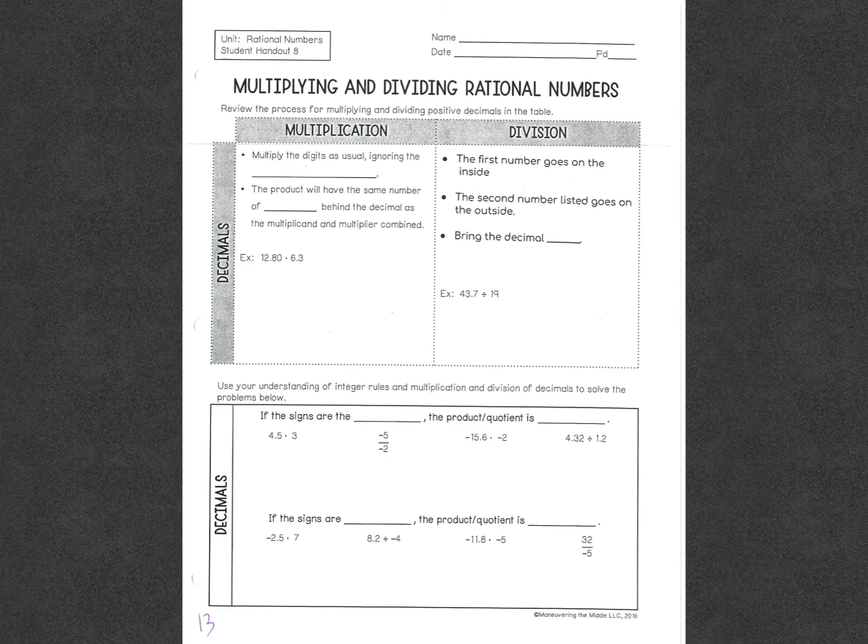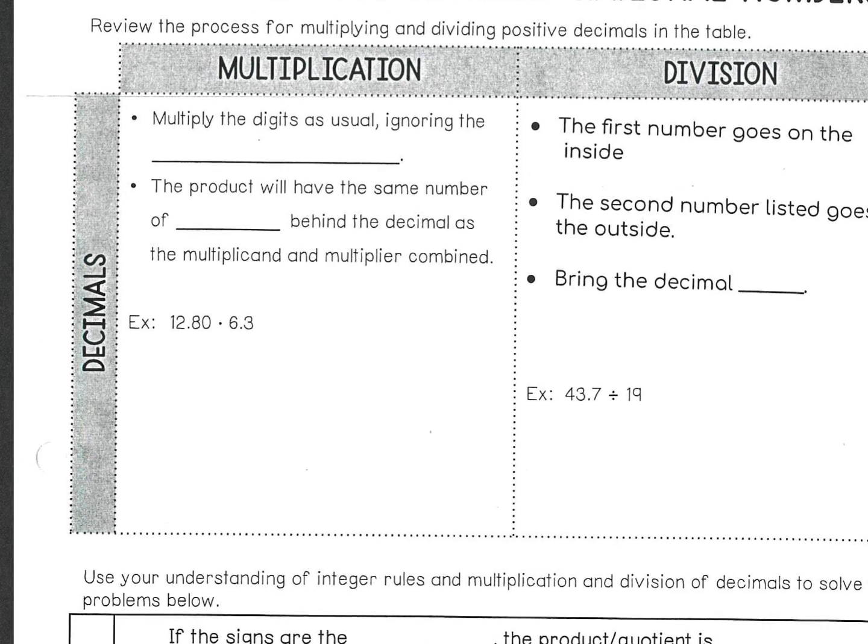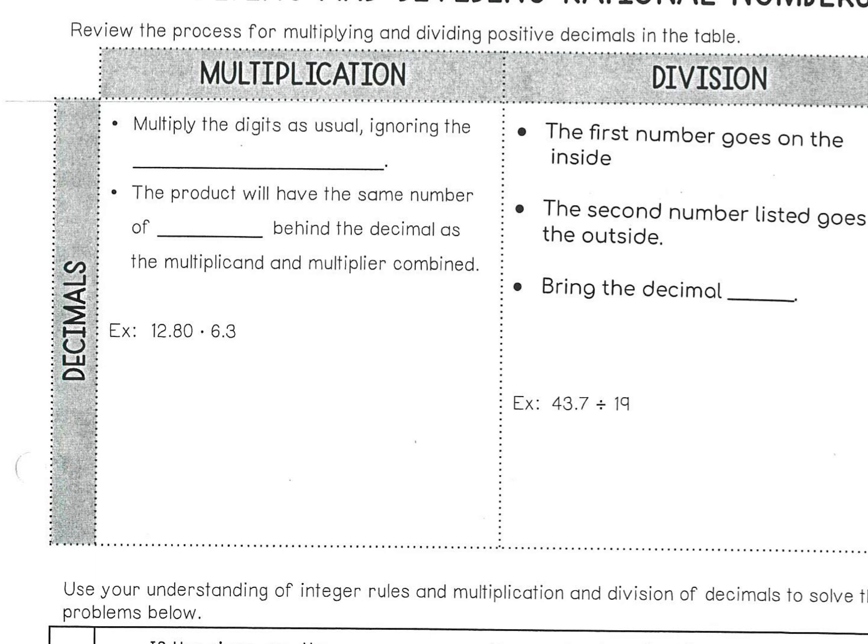All right, so we're going to multiply and divide rational numbers here. Same rules apply as for integers. So when you multiply two negatives together, it makes it positive. When you divide two negatives together, it makes it positive. One negative, it stays negative. I'll just quickly go over this.